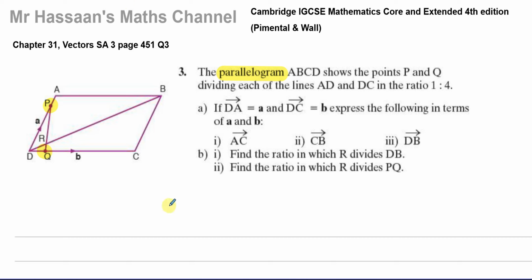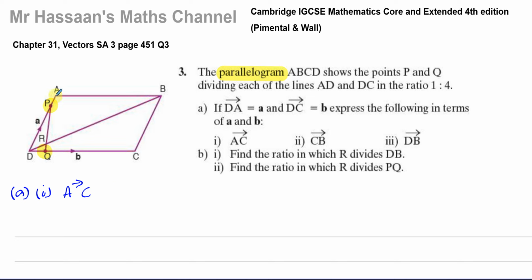Anyway, it says here, if DA equals the vector a, so from D to A, all of this is the vector a, and DC is the vector b, so from D to C all the way is the vector b. Express the following in terms of a and b. So let's start with part a, part 1. It says AC.